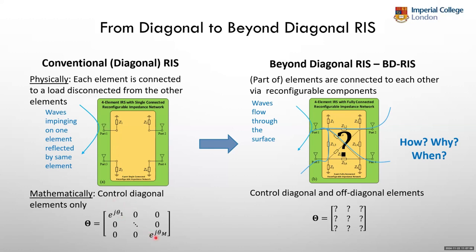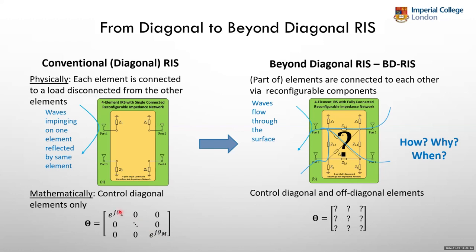And if you have a lossless system where all the energy that is impinging will be reflected by the RIS, then these diagonal elements will be of magnitude 1. That means actually you have energy conservation. So what you do, you control the phase of those diagonal entries.